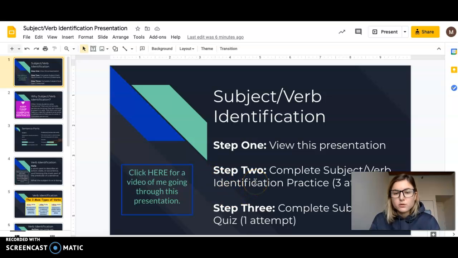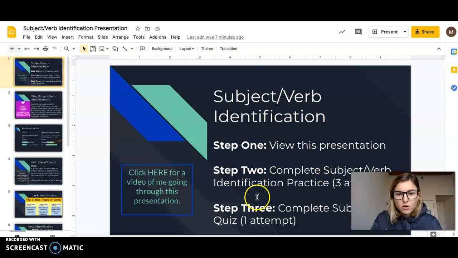Step two, you will do the subject-verb identification practice. You have 3 attempts on that. It's 20 points. I highly recommend taking it a second time if you don't like your first score. And then step 3, you have the subject-verb quiz. You have 1 attempt on that. That is the one where you really want to take your time and make sure you do everything correctly the first time because you only have 1 attempt.